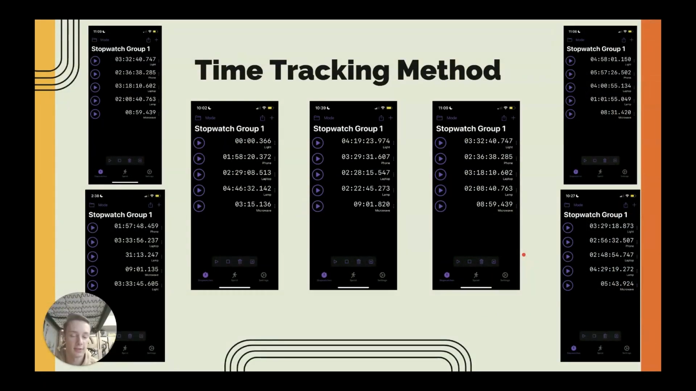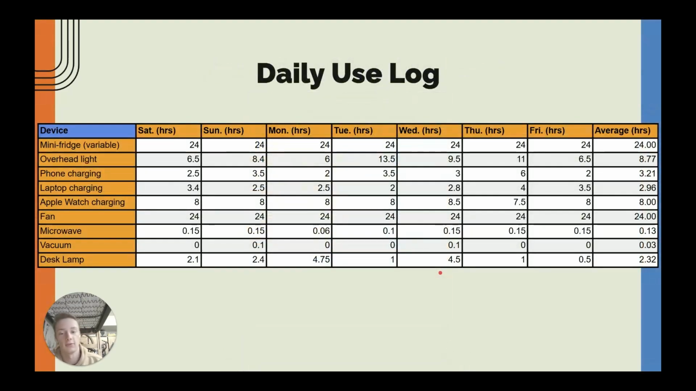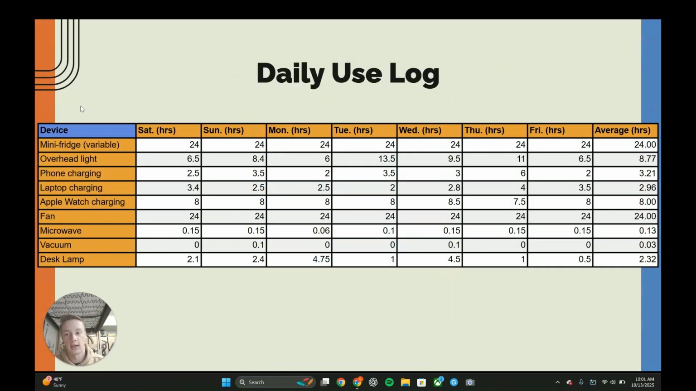I tracked my time using a stopwatch app on my phone to take the times of each device as I used them, and then that was put on this table I drew up. My roommate also had a table for the devices he was going to use, and then I put those together to make the daily use log, showing my time in total with all the devices and the average hours of those.